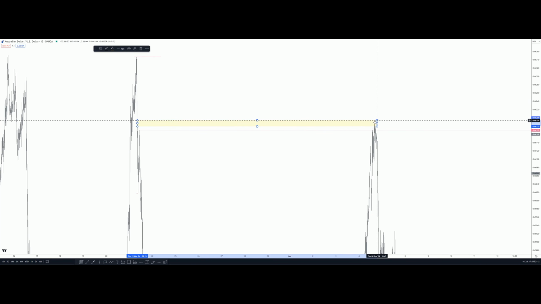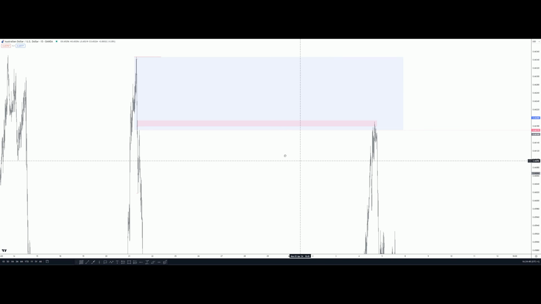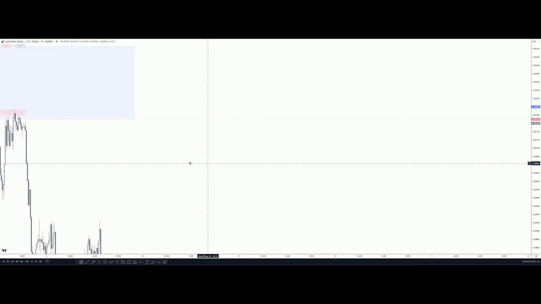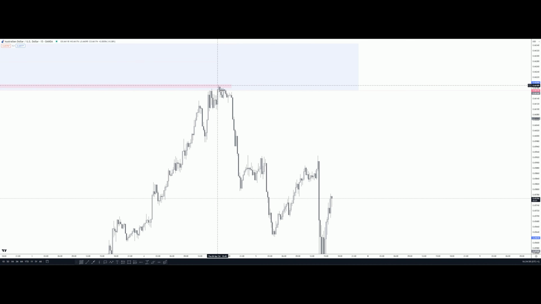And if we make that 15-minute, and we go back to the 4-hour, make that visible, you can see that that is a nice 50 minutes sitting within that 4-hour. Price taps in and gives a lovely sell.